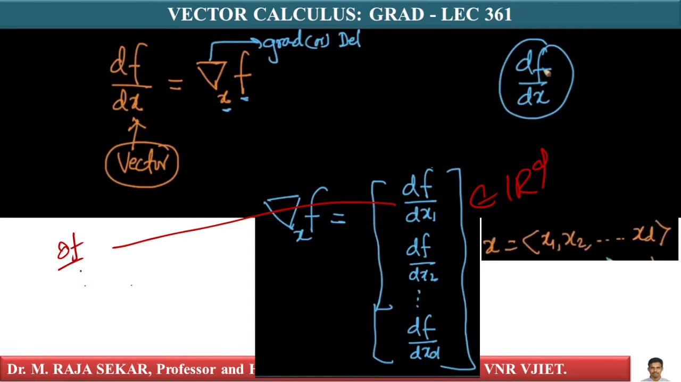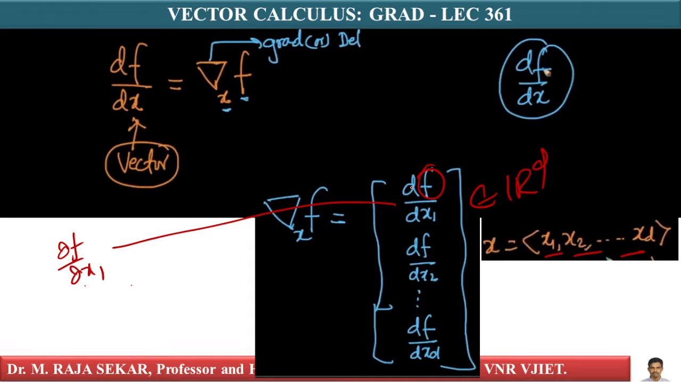So instead of writing df by dx, we can often write it as dou f by dou x1, to show that it is partial differentiation. Because what am I doing? I am partially differentiating f with respect to only x1, not with respect to all the components of x. X has d components, x1, x2, and so on up to xd. I am not using all of them. We are differentiating f with respect to x1.